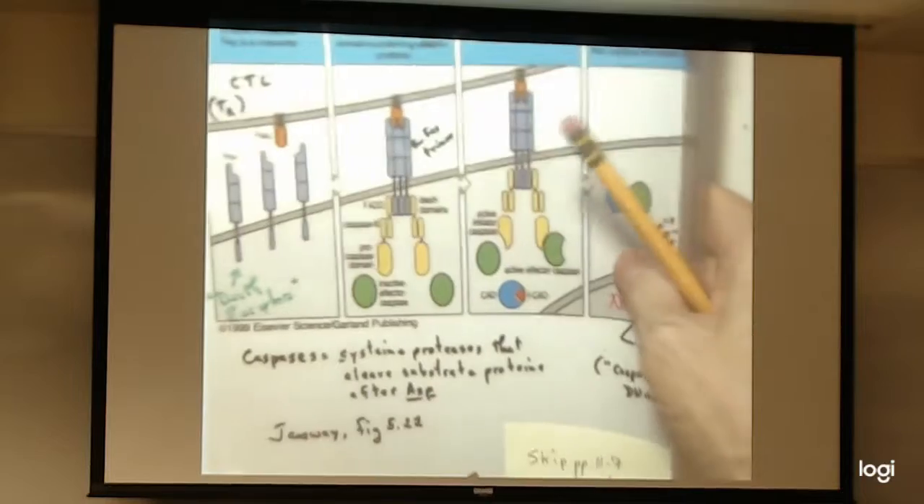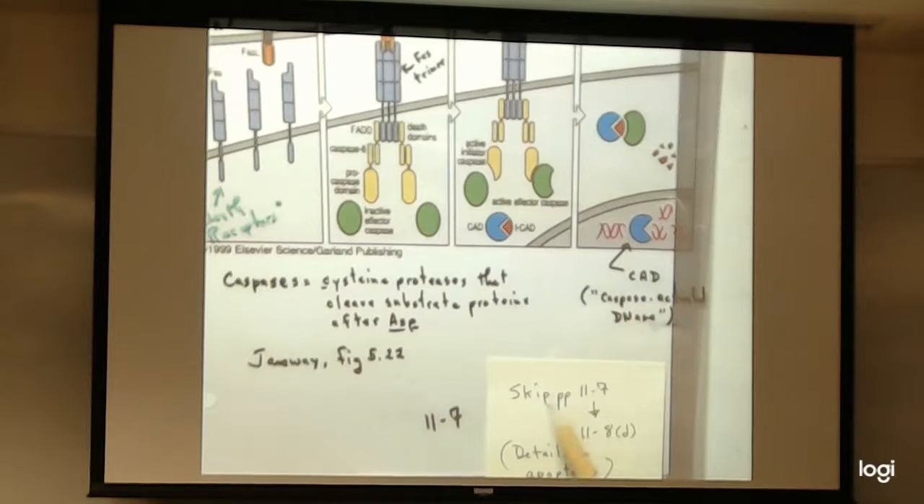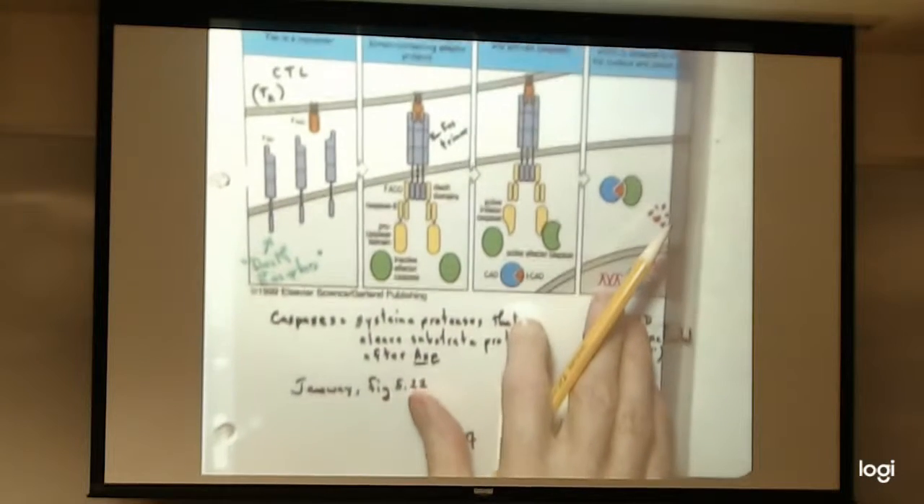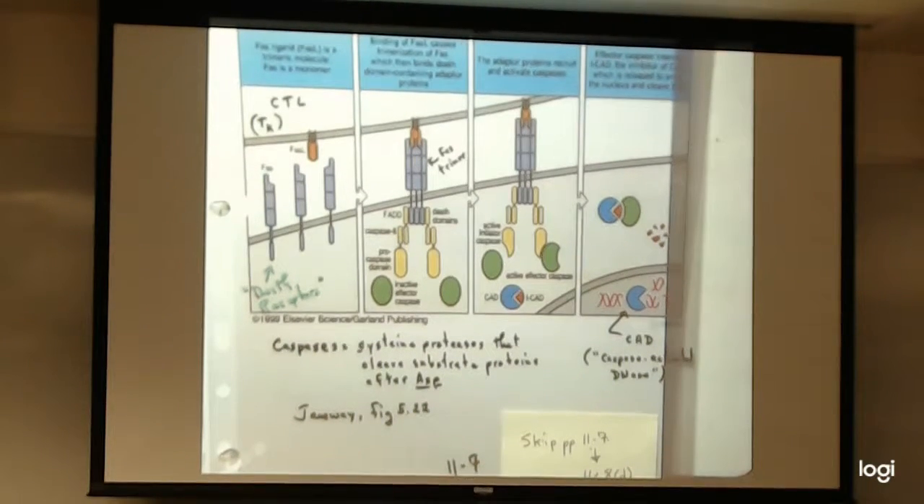Now, I'm going to take you very briefly through pages 11.7 through 11.8d. So 11.7, 11.8a, 11.8b, 11.8c. I'm just going to briefly go through. These show some details of apoptosis, the apoptosis pathway. I'm not going to ask you details about the apoptosis pathway on the exam. In my summer questions, I go into more details about that.